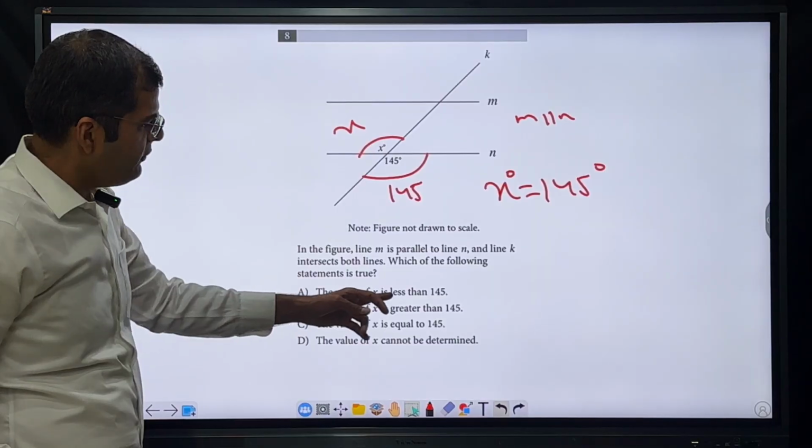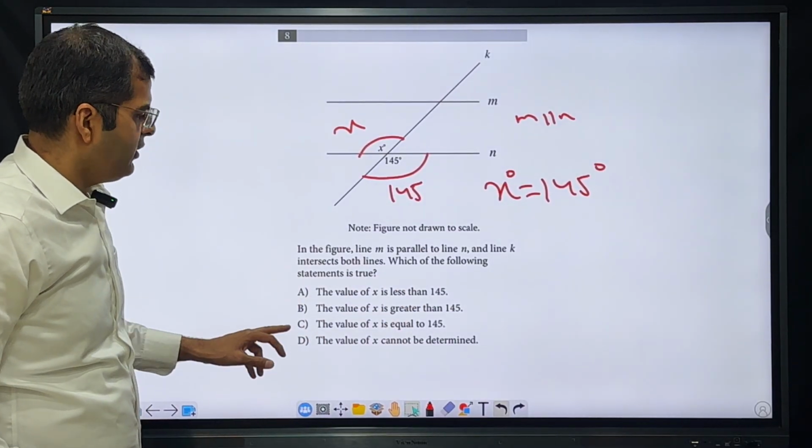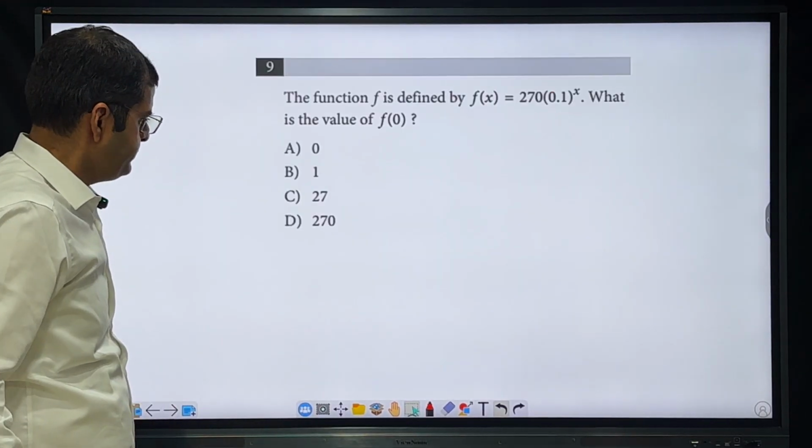Now the question is: the value of x is less than 145, that is wrong. The value of x is greater than 145 is wrong. The value of x is equal to 145 is correct. Answer option C is right.